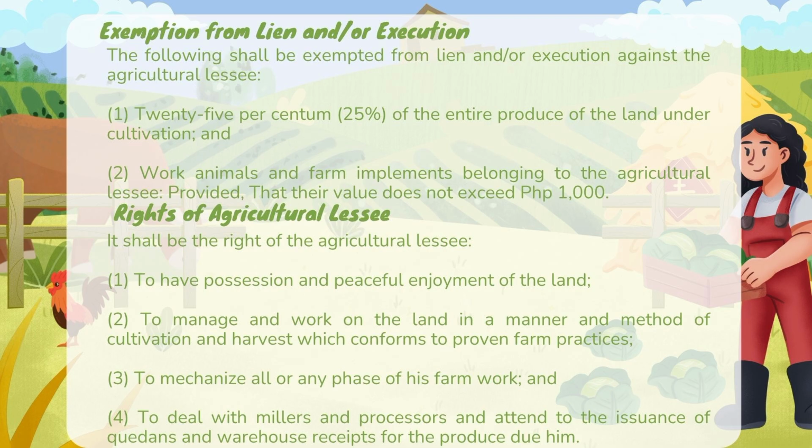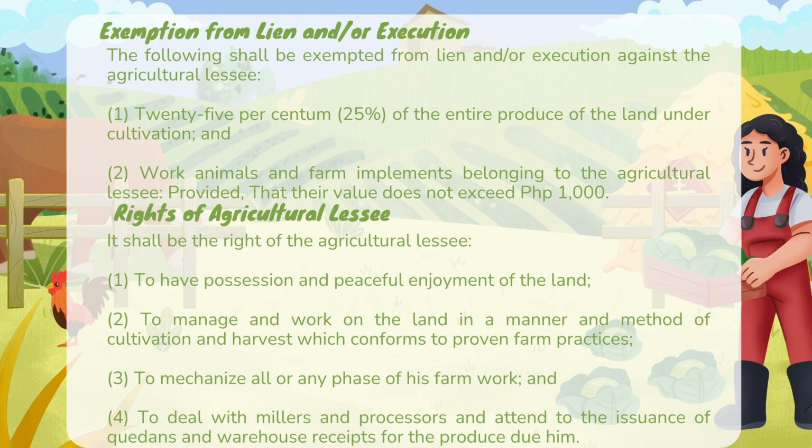Number 2 is work animals and farm implements belonging to the farmer, provided their total value does not exceed 1,000 pesos. It means work animals like carabaos and farm tools belonging to the farmer are protected as long as their total value does not exceed 1,000 pesos.